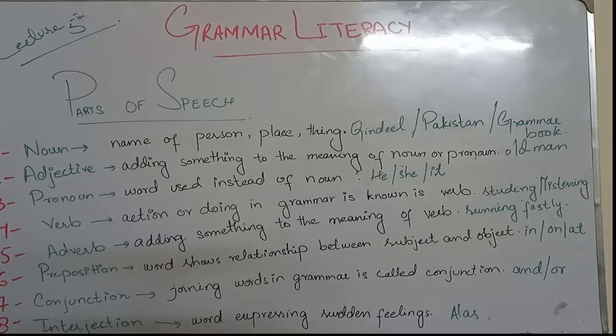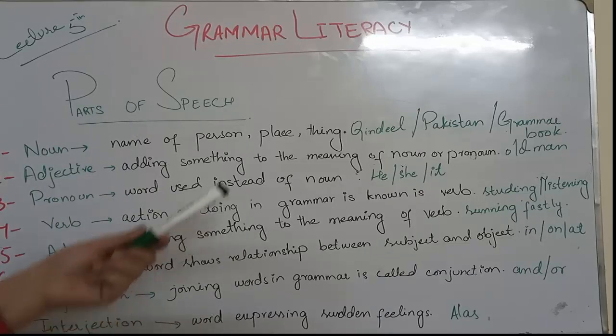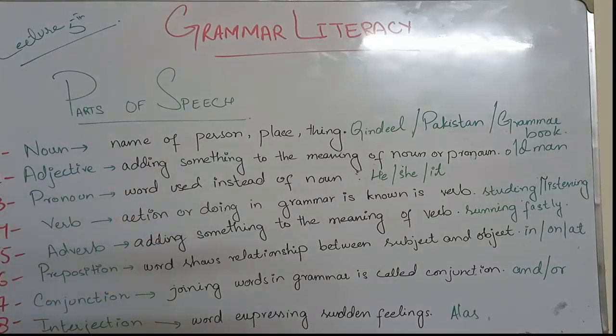We have a name, that is Kandil. What is my name? We have the name of a country, that is Pakistan. That is our country, and the grammar book, whatever we are reading right now, is grammar. So I'm going to give you examples from the current situation: the name of a person, Kandil; the place, Pakistan; and the grammar book is the thing. So noun is the name of a person, place or thing. The other definition is, a noun is a word that is used as the name of a person, place or thing. For example, I'm going to give you certain examples: Akbar was a great king.